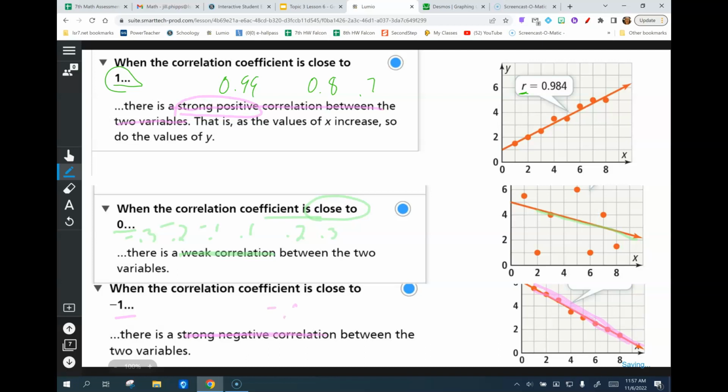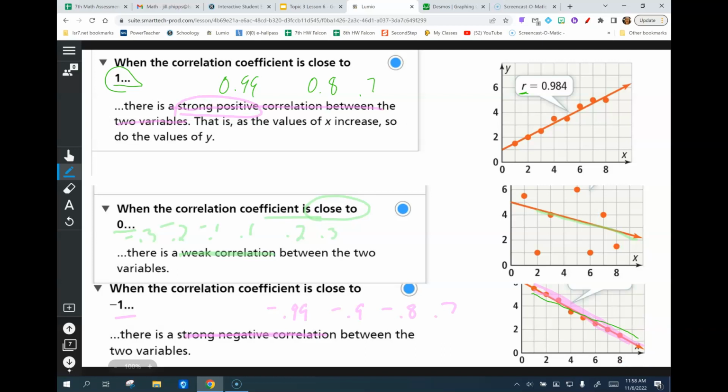So negative 0.99, negative 0.9, negative 0.8, negative 0.7. You can see how it kind of dwindles off. And if I was at a negative 0.7 and making an approximation, your line would still be here, but not nearly as close as that. So that's what a correlation coefficient is. How close is your line of best fit to the data that is given?